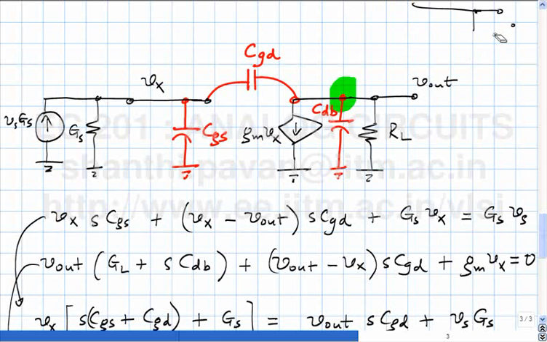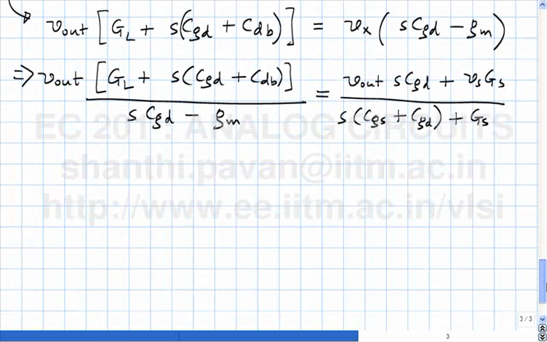Now, can you tell me what the order of this network is? How many capacitors are there? 3 capacitors. Okay. The order can at most be 3. So can it be 3? It is 3. Okay, let's go and figure it out. So let's do the math now.